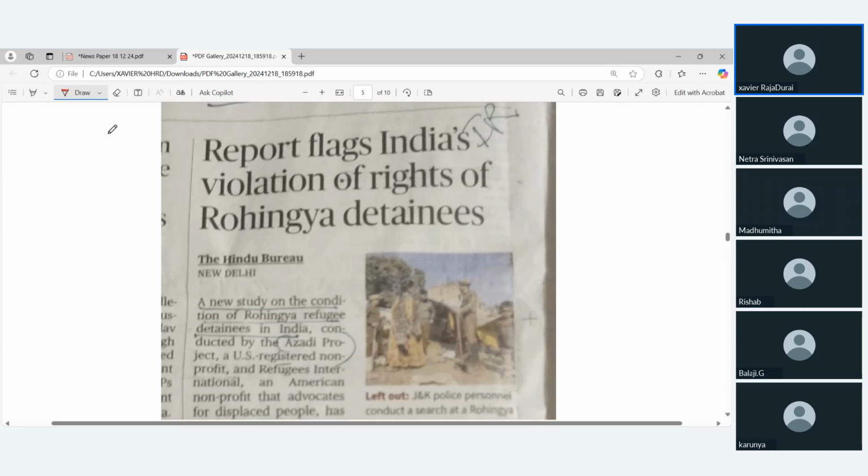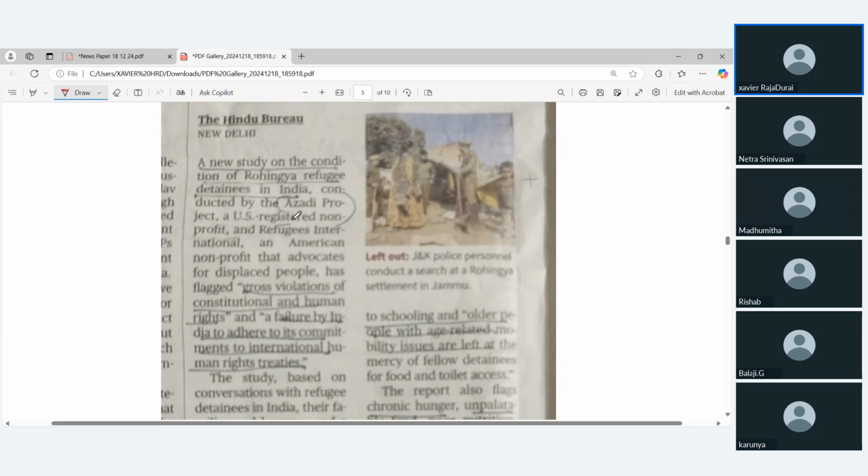And this one is a report produced by the Azadi Project, a US based NGO. They gave one complaint on India. What they complain about is that the Rohingyas, who are immigrants, are not treated well. Some of the migrants are detained by India. This is the complaint they are giving. In that complaint, it is described as a violation of the constitution and human rights, the failure by India to adhere to its commitment to international human rights treaties, because we are one of the treaty members. So according to that treaty, India has violated some of the issues related to the Rohingyas.